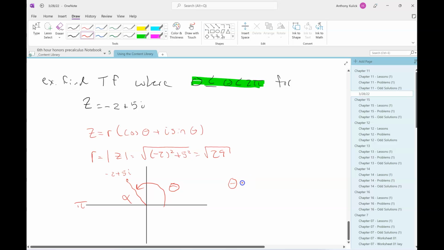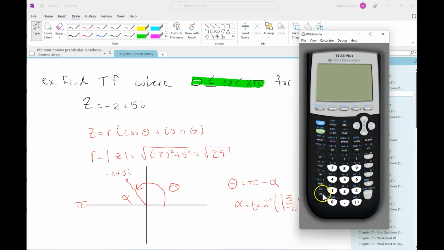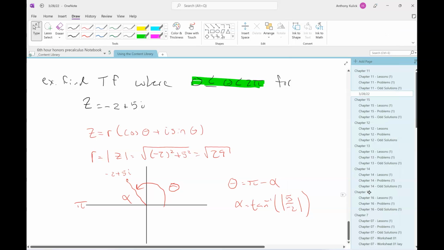So what can I say about the value for theta? Well, it's going to be pi minus alpha, where alpha is the tan inverse of the absolute value of b over a. So I'm going to do pi minus tan inverse, and I'm not going to deal with the absolute value on my calculator. I'll just do that part in my head. Quick check to make sure I'm in radian mode before I press enter. I am, so I do. So I get 1.95 for theta.